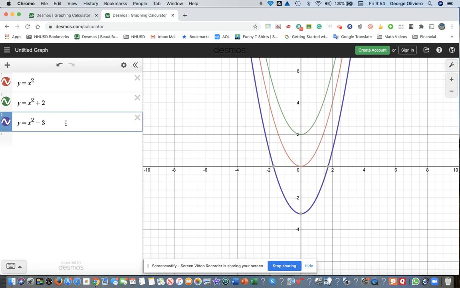transformations. The parent is the red one on my screen, the original. The green one, I lifted it up. Plus 2, k was equal to 2. On the third, purple, yeah, it looks like it's purple, I moved it down, k is negative 3. Simple transformations, vertical transformations. Then I'll do one more of these.